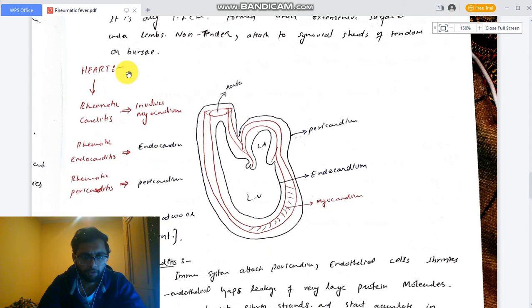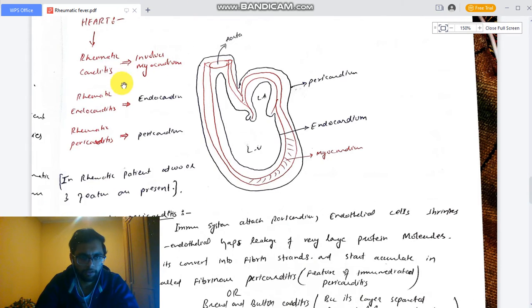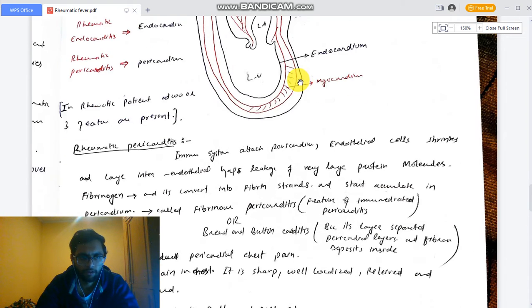Next, the most common complication is in the heart, especially in chronic rheumatic fever. In the heart it causes three things: rheumatic myocarditis, rheumatic endocarditis, and rheumatic pericarditis. Myocarditis involves mostly the myocardium. So this is the aorta, left ventricle, left atrium, and this is the endocardium, the inside layer. In the middle there is the myocardium, and outside there is the epicardium and the pericardium. The pericardium is the outermost layer.